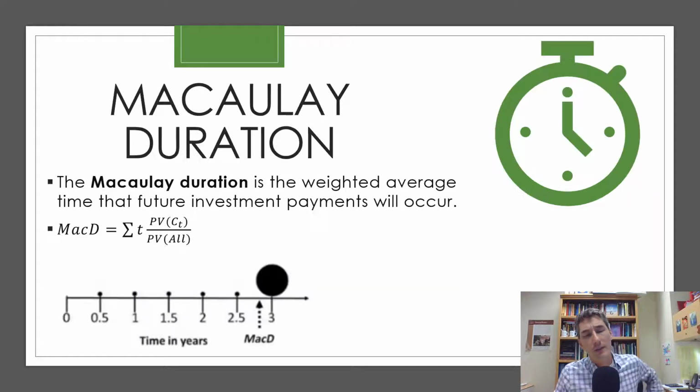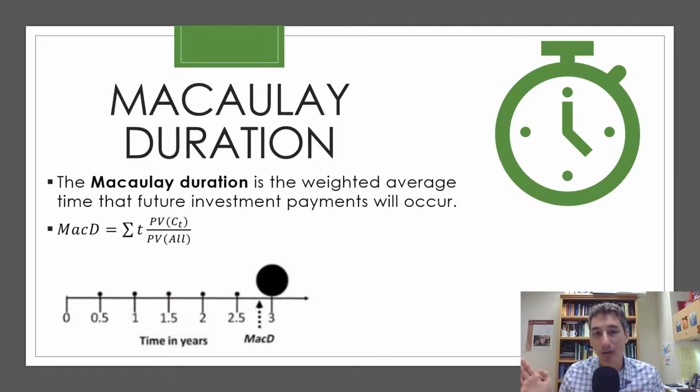Okay, so the Macaulay duration is a way of quantifying how far into the future your payments are coming. It's really just a weighted average time that future investment payments will occur. If you look at the graphic there, we've got just a single bond here. It looks like there's going to be 5 coupon payments and then the large lump sum at the end in 3 years. So the coupon payments are small dots because they're small amounts, and then the lump sum is a big dot because it's a large amount.